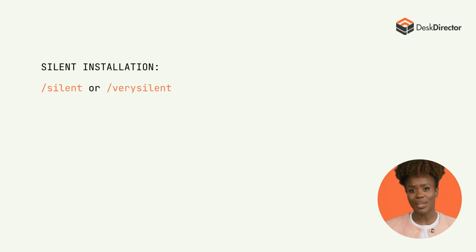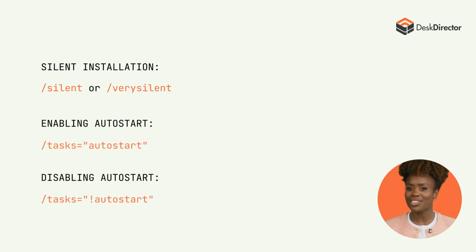The exe installer places the portal in Program Files and creates desktop shortcuts for all users. For silent installation, use /silent or /verysilent, and to enable auto start, include /tasks="autostart".